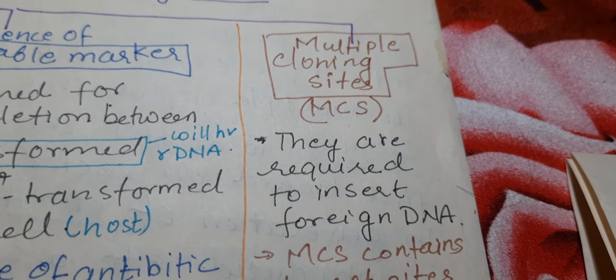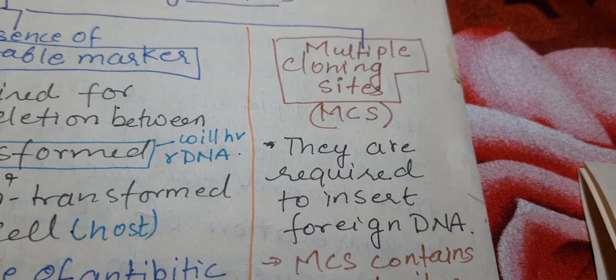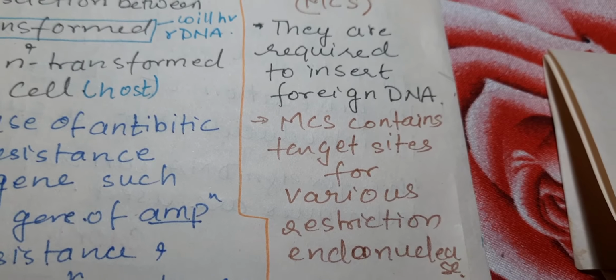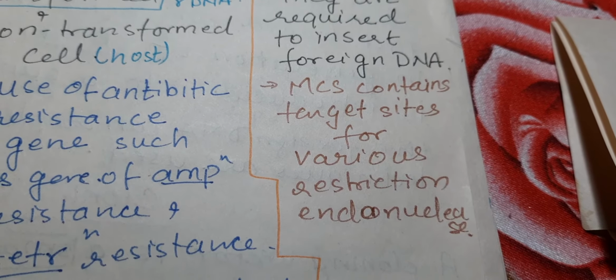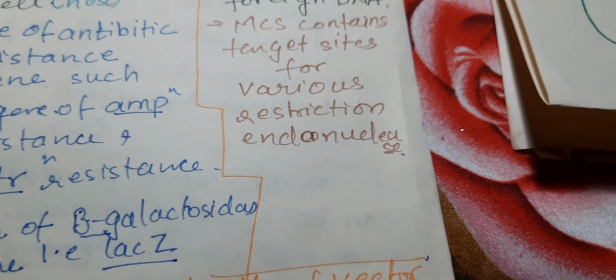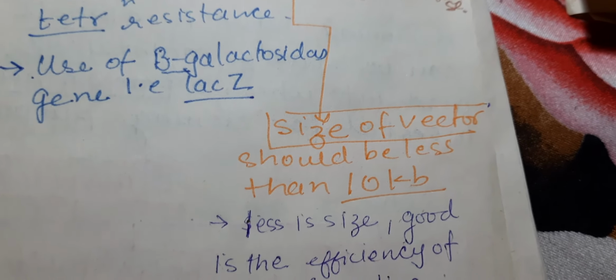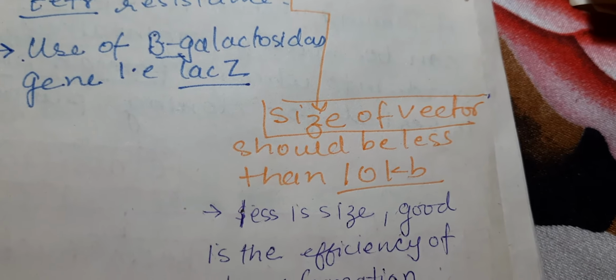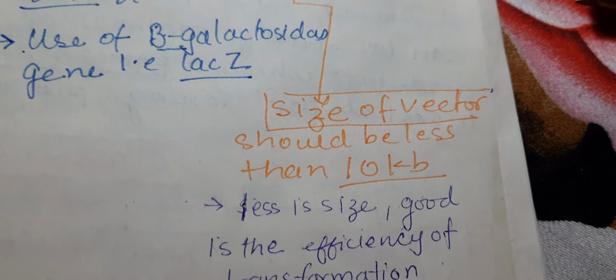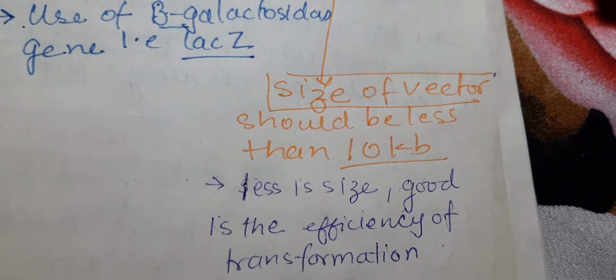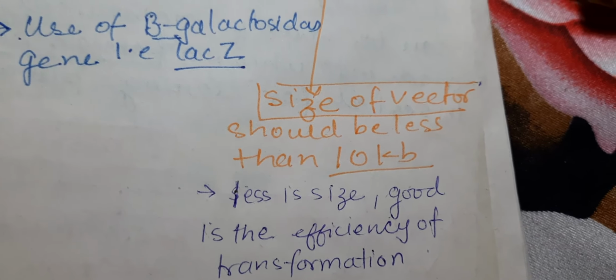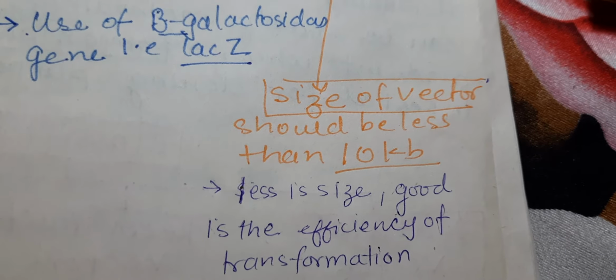Multiple cloning sites are required to insert the foreign DNA. These contain the restriction endonuclease target sites. Multiple cloning sites contain these target sites. And the next feature is the size of the vector. It should be less than 10 kilobase pair, because the smaller the size, the more will be the efficiency of transformation.